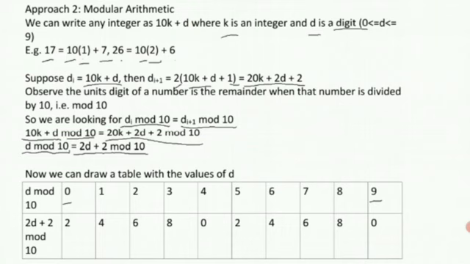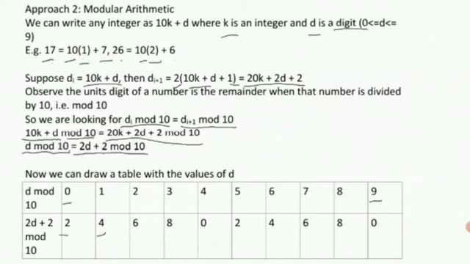And here, because d is a digit, we see that d mod 10 is just d, so it's the numbers from 0 to 9. Now let's compute 2d plus 2 mod 10 for each of these units digits. So, for example, if d equals 0, then 2d plus 2 mod 10 is 2. Similarly, if d equals 1, 2d plus 2 mod 10 is 4.